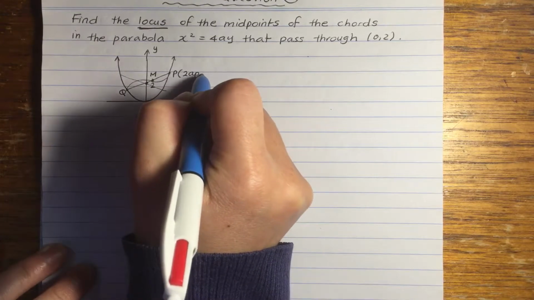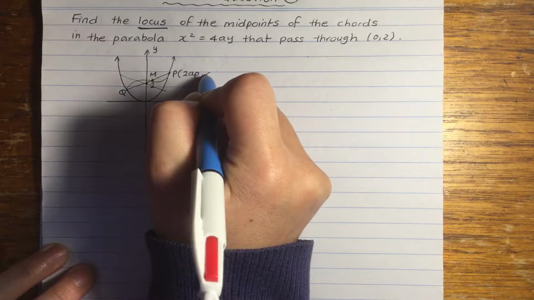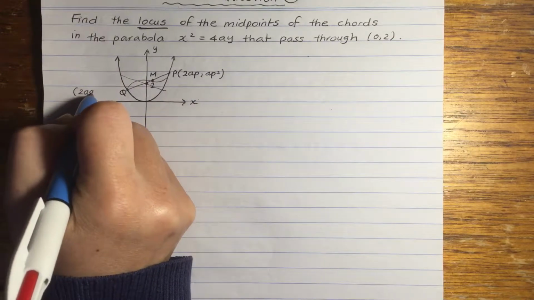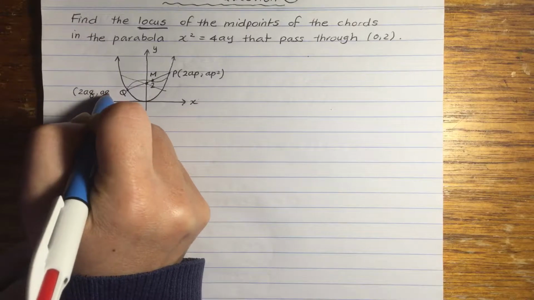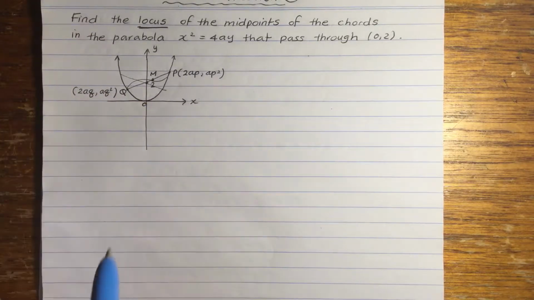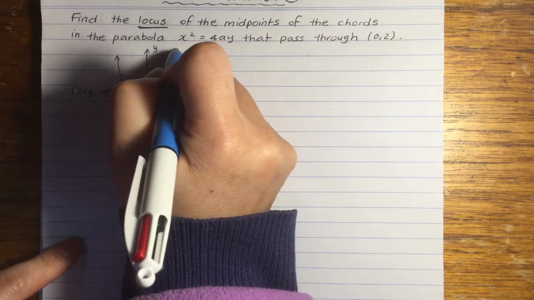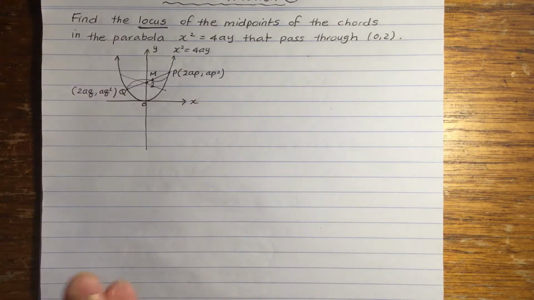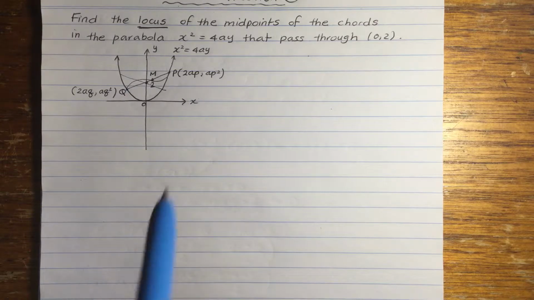Now P, let's put some coordinates for P. The standard coordinates, (2ap, ap squared), and then here (2aq, aq squared). Okay, so that's done. I'll put the origin there, and this is x squared equals 4ay. I have a habit of putting all the necessary features in the graphs. It's good to have that sort of habit.